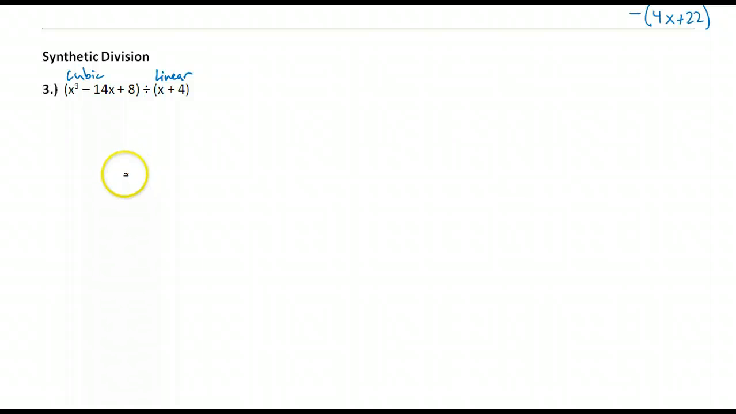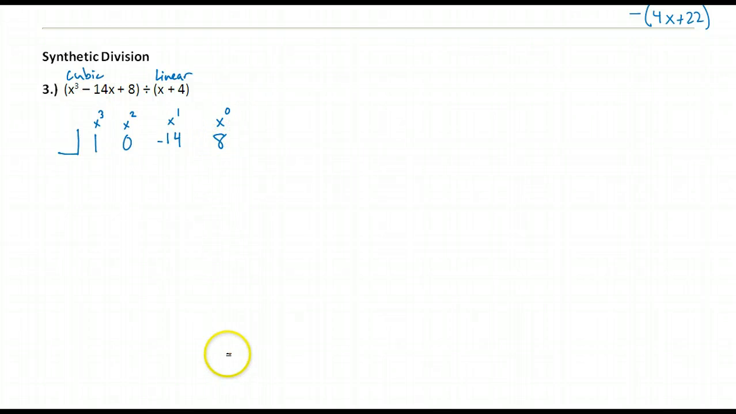To set up synthetic division, I'm going to put a little box here, and then I'm going to list all the coefficients for my dividend. I have 1 x cubed. I have 0 x squareds. Notice that I still need a placeholder. I have negative 14 x's, and I have 8 constants. So I have 1 x cubed, 0 x squareds, negative 14 x to the firsts, and 8 x to the zeros. Well, x to the 0 is just 1, so I have 8 ones, 8 constants.